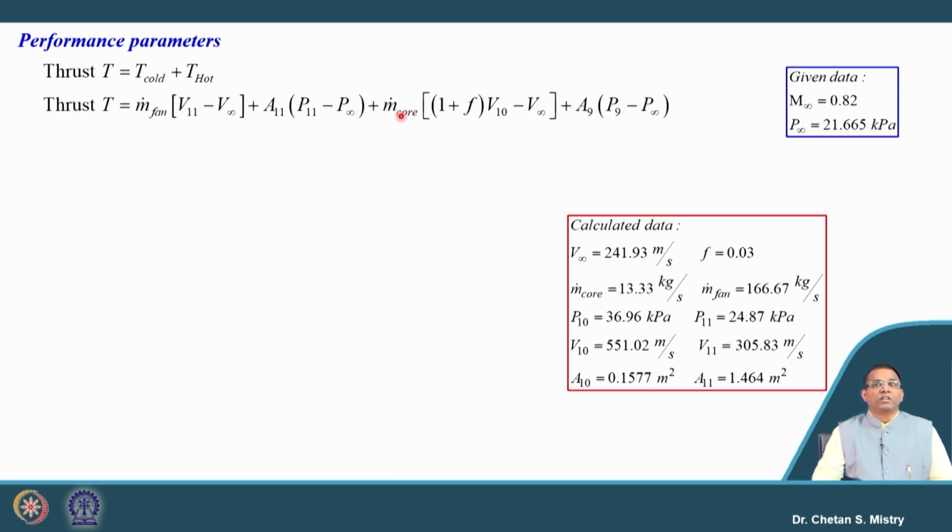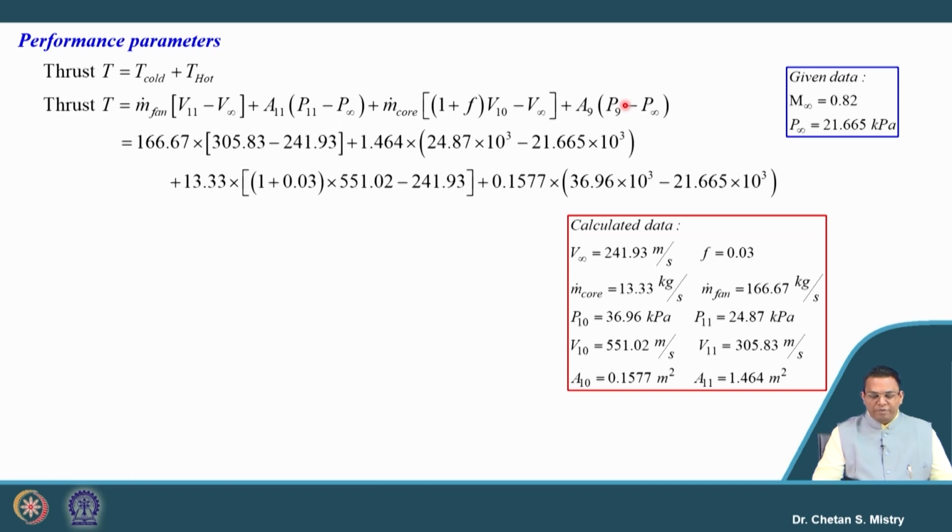Same way, this is representing my hot thrust: m dot core into bracket (1 plus f) V10, where V10 is the exit velocity from the turbine nozzle, minus V infinity, our flight velocity. Similarly, A9 is the exit area of the turbine nozzle, times (P9 minus P infinity). So, we have all the information available with us. Let us put in all those numbers, since we are considering this as a flight condition.